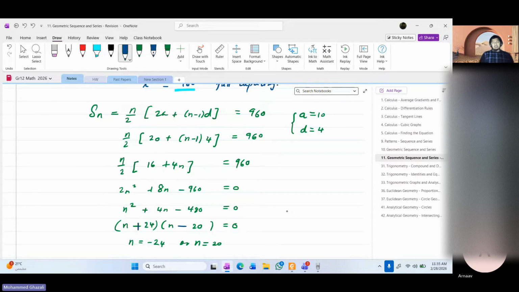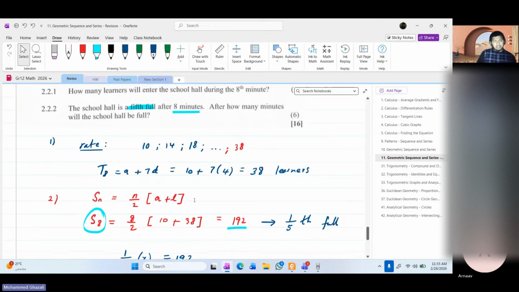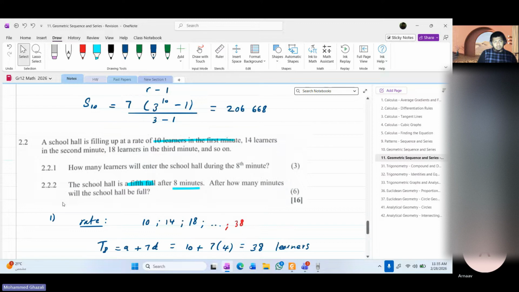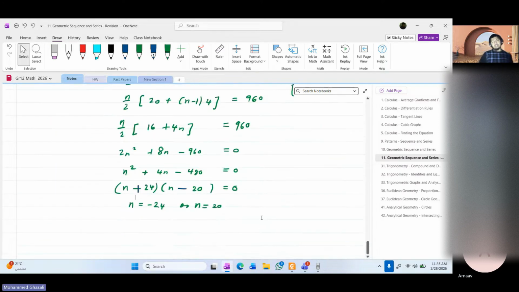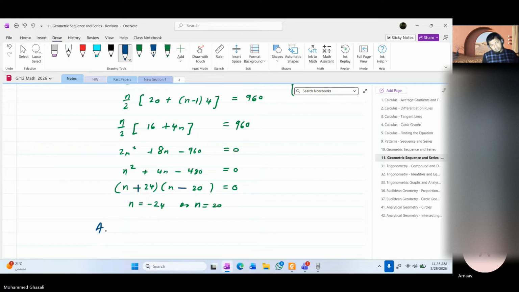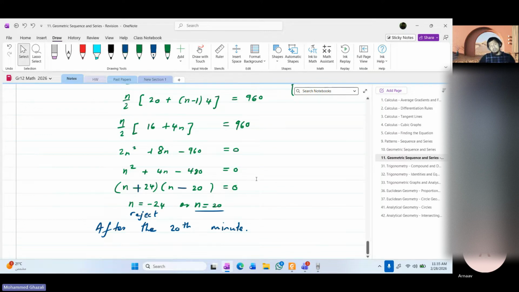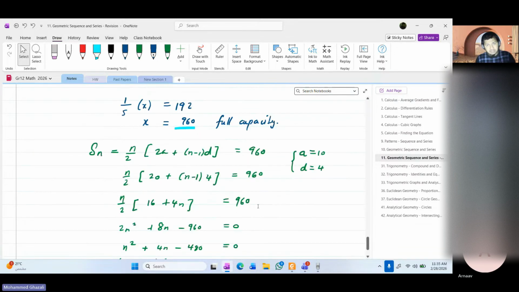So after the 20th minute. After how many minutes will the school hall be full? After the 20th minute. Right, so nice question. So you need to reject the negative answer. Time can't be negative. Okay, guys, does that make sense? Mishka, we good? Yes, sir. Adolf, did that make sense?